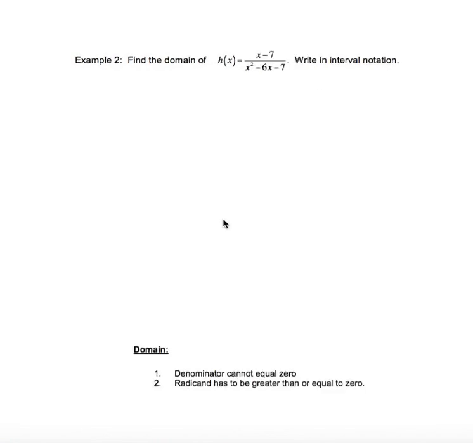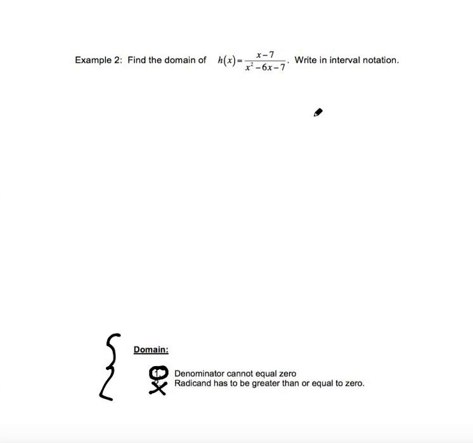Example 2. Find the domain of the function h of x is equal to x minus 7 divided by x squared minus 6x minus 7. And again, we're going to write that answer in interval notation. So down here I have my reminders of domain, okay? And I have to see which of these rules apply. Well, I definitely have a denominator, so rule 1 is going to apply. But I do not have a radicand, so I can ignore that.